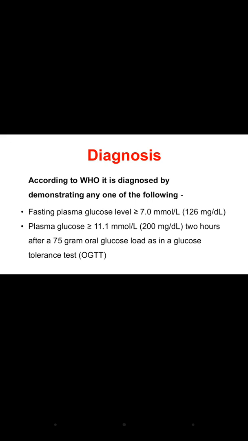So in the glucose tolerance test, what happens is the person will fast for 8 to 12 hours, right? And after that, in the morning the blood sample will be collected, the baseline blood glucose level will be checked, then the person will have 75 gram glucose within 5 minutes. He or she needs to drink that, and after 2 hours the blood glucose levels are again checked. So if they are more than or equal to 11.1 millimole per liter or 200 milligram per deciliter, it is diabetes.